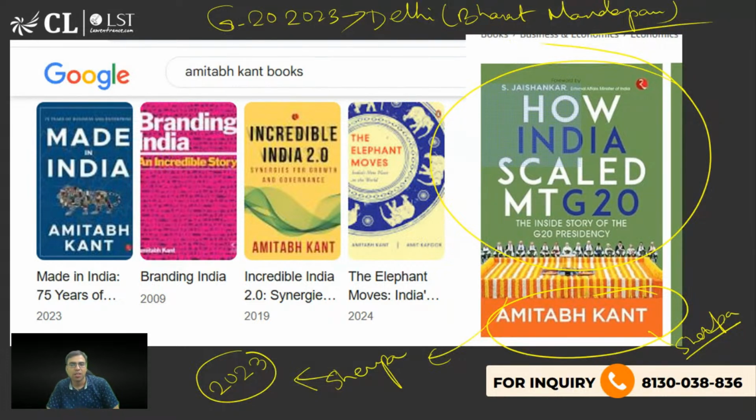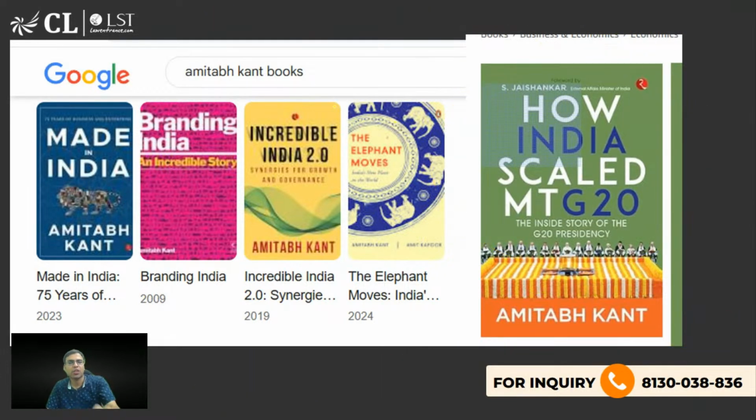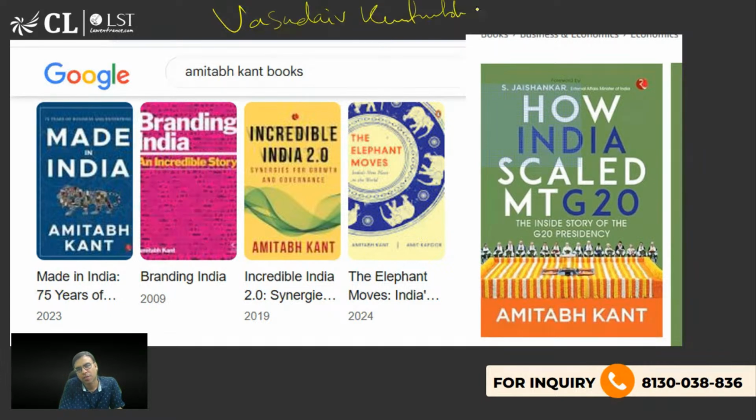Vasudhaiva Kutumbakam. Very good. So the theme of G20 2023 was Vasudhaiva Kutumbakam, which means the entire world is one family. Okay. World is one family, right? Yes. Priyanshi, Anya, Kushagra, Dharini, you are right.